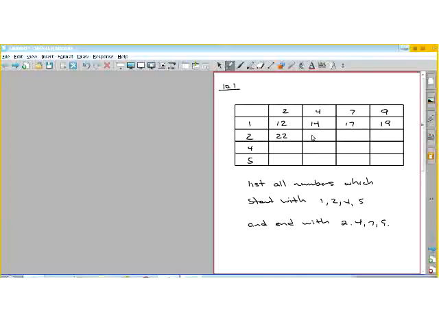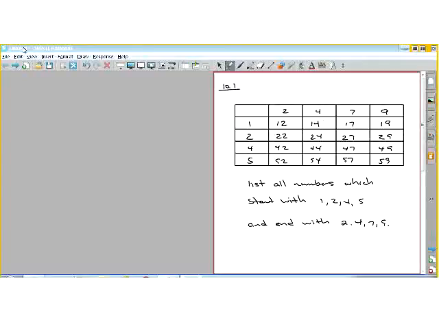You could actually do it without going through this organized procedure, but organized is what mathematicians like to do mostly, just to keep things straight and not get confused. See, I almost got confused there. So these all should end with 2, these should end with 4, 7, 9, and then we have 1, 1, 1, 1, 2, 2, 2, 2, 3, 4, 4, 4.